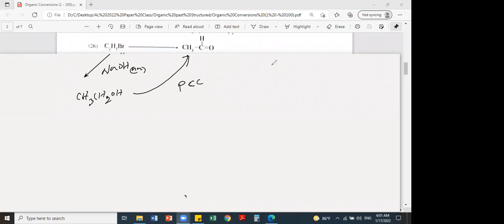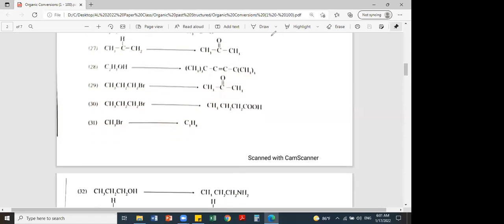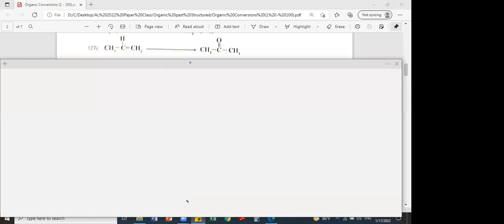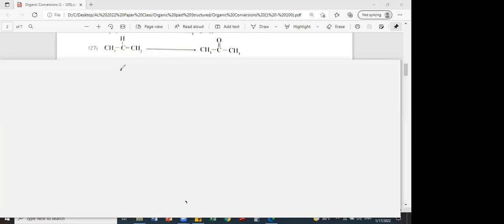Arkham, have you done this 26th one? Okay, right, good. Then I'll erase the screen. Next one, number 27. How to do the 27th one? Can anyone post the answer? There's a double bond here, right? There's a double bond here.